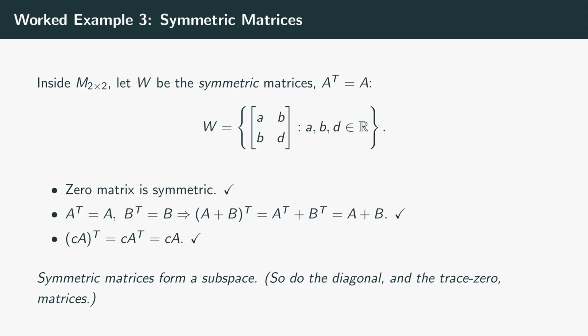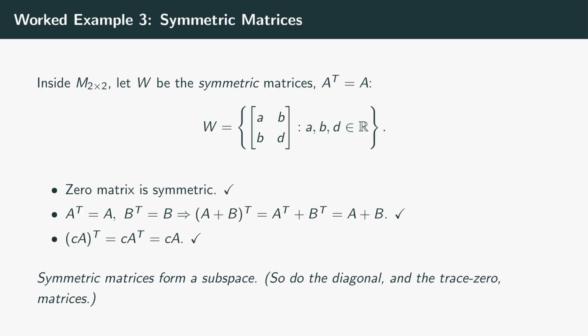Third worked example, inside the space of 2x2 matrices. Let W be the symmetric matrices, the ones equal to their own transpose, so the off-diagonal entries match. A general one has A on the top left, D on the bottom right, and the same entry B in both off-diagonal slots. Is this a subspace? First, the 0 matrix is symmetric, since flipping all zeros gives all zeros, so the 0 vector is in W. Second, closure under addition. If A and B each equal their transpose, then the transpose of A plus B is the transpose of A plus the transpose of B, which is A plus B itself, so the sum is symmetric too.